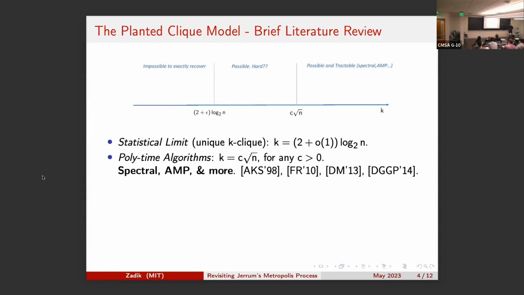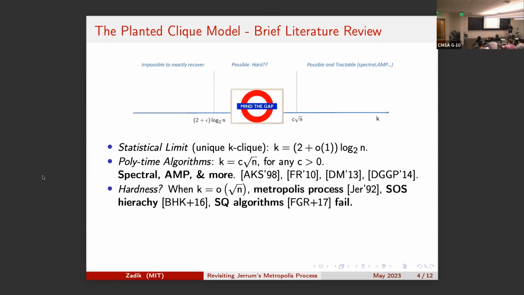And of course, there's the in-between regime that gets a lot of traction, which is: what is happening? Why can we not do something better? I like to put this silly image here. But the point is: what happens if k is less than root n? People believe it's hard. There is, I think, more or less a belief among many people that this is a fundamentally hard regime, or that it's just a conjecture.